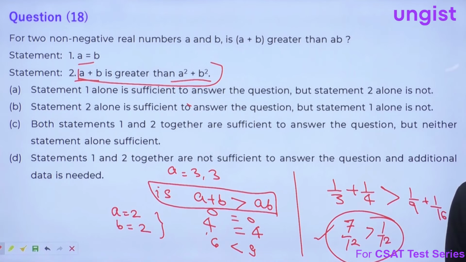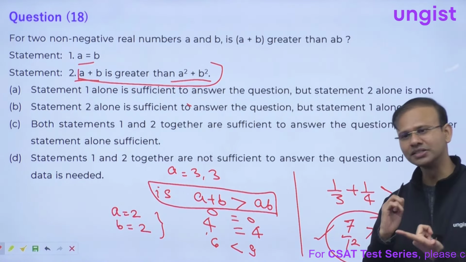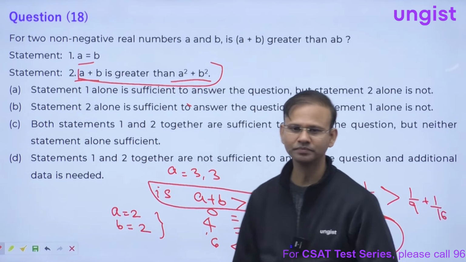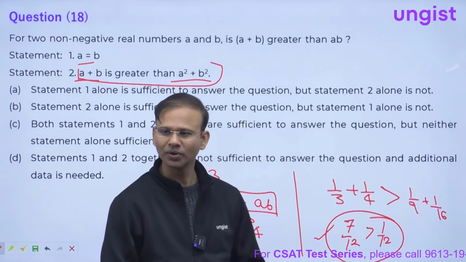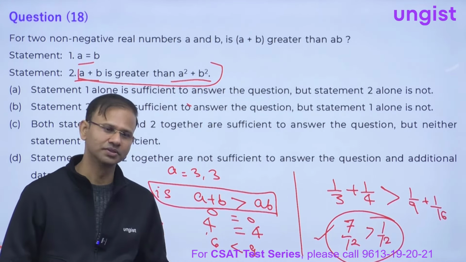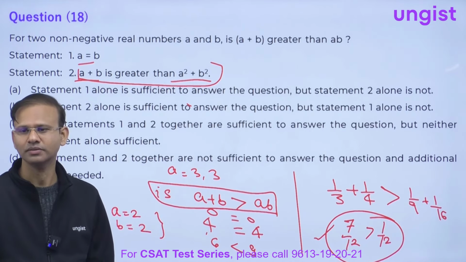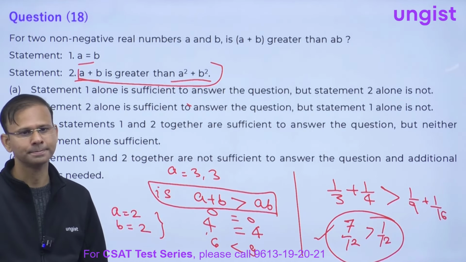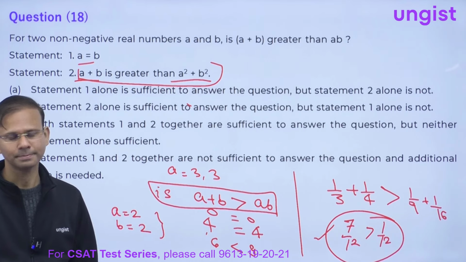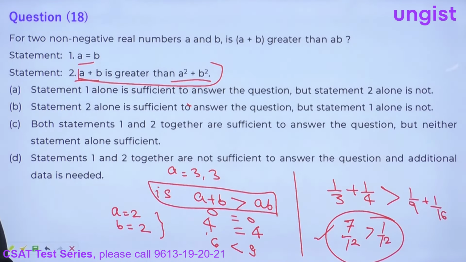Tell me. Now you cannot consider 1 here, you can't consider 0. Why? Because 1 squared is not less than 1 and 0 squared is not less than 0. So you can't consider 1, you can't consider 0. Right? Answer B. Yes.